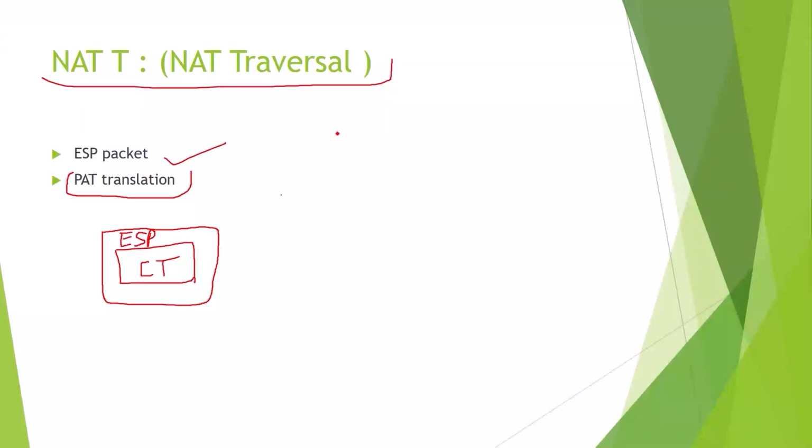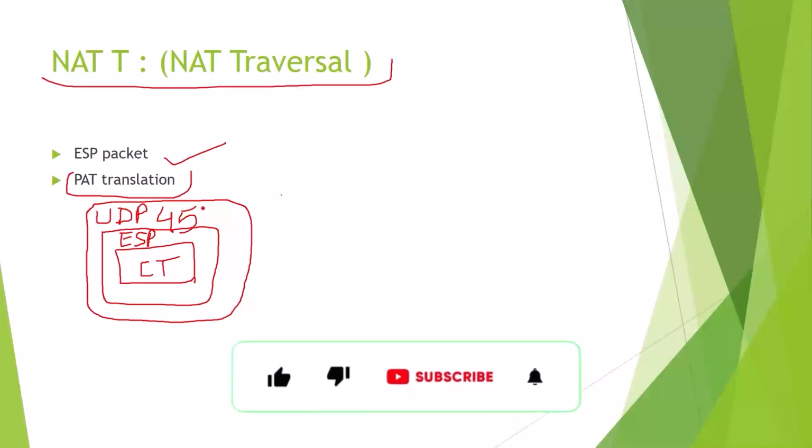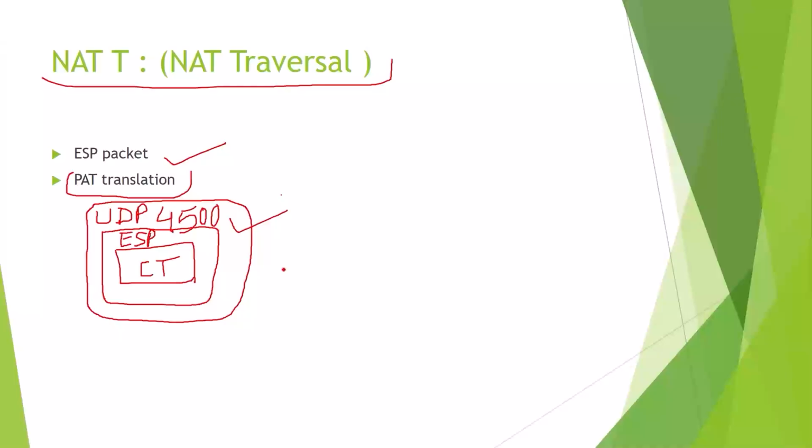It saves us. How? It wraps this ESP packet inside another packet, a UDP packet with a port number of 4500. UDP port number 4500. Now once this UDP port 4500 is placed, it has a port number which PAT wanted, and it has IP address information as well. So this packet can easily go through PAT translation.